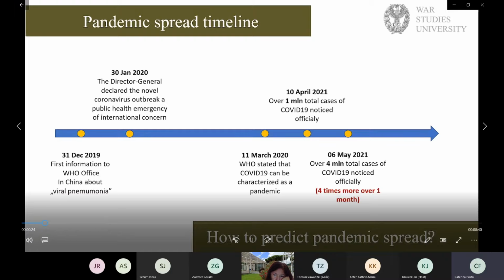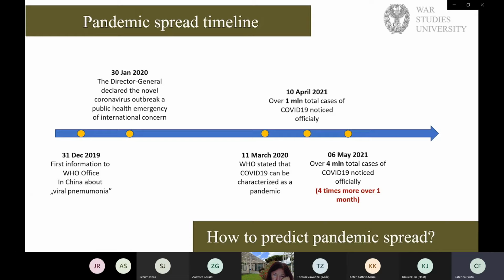First, I would like to take a closer look at how the COVID-19 pandemic has started. The first official information about new viral pneumonia in the city of Wuhan in China reached the WHO office on 31st of December 2019. One month later, the Director General of WHO declared the novel coronavirus outbreak a public health emergency of international concern. On 11 March 2020, WHO stated that COVID-19 can be characterized as a pandemic.